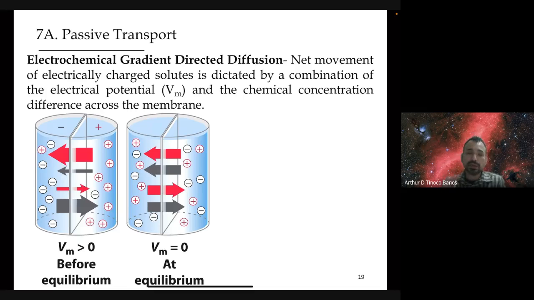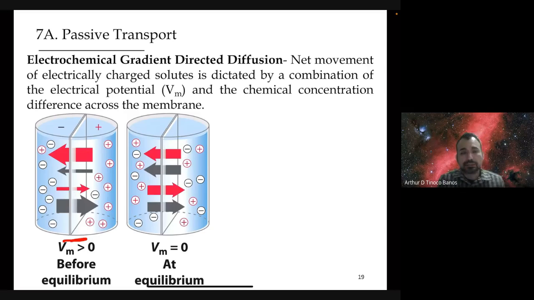Good. Something related to this idea of the chemical gradient is another component, which has to do with the charge. This is the electrochemical gradient. Essentially you have a net movement of electrically charged solutes, which is dictated by a combination of the electrical potential of the membrane and the chemical concentration difference across the membrane.